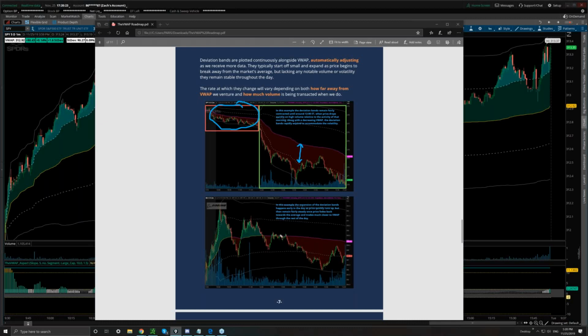If you look at the second example, so this is Boeing instead of a breakdown day on SPY, you can actually see here how the market is somewhat contained between the deviation bands. We have a very flat volume weighted average price during that period of time. If you contrast that with a strongly sloping volume weighted average price and expanding deviation bands, those are the two different types of day that we're experiencing.